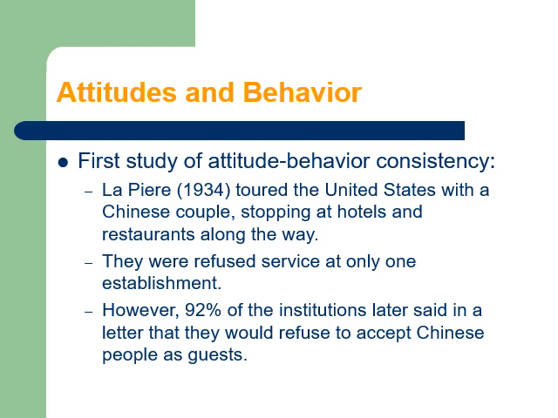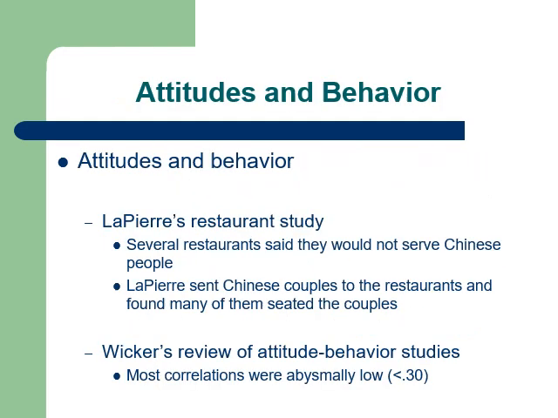Although LaPierre did ask them, in a letter, how many of the institutions would accept Chinese people as guests. Only 8%. Okay, 92% said no, no way. We don't admit Chinese to our restaurant. Only 8% said yes. But remember, most actually admitted, they provided service, the hotels and restaurants, to this Chinese couple. So there seems to be a disconnect between behavior and attitudes in the situation.